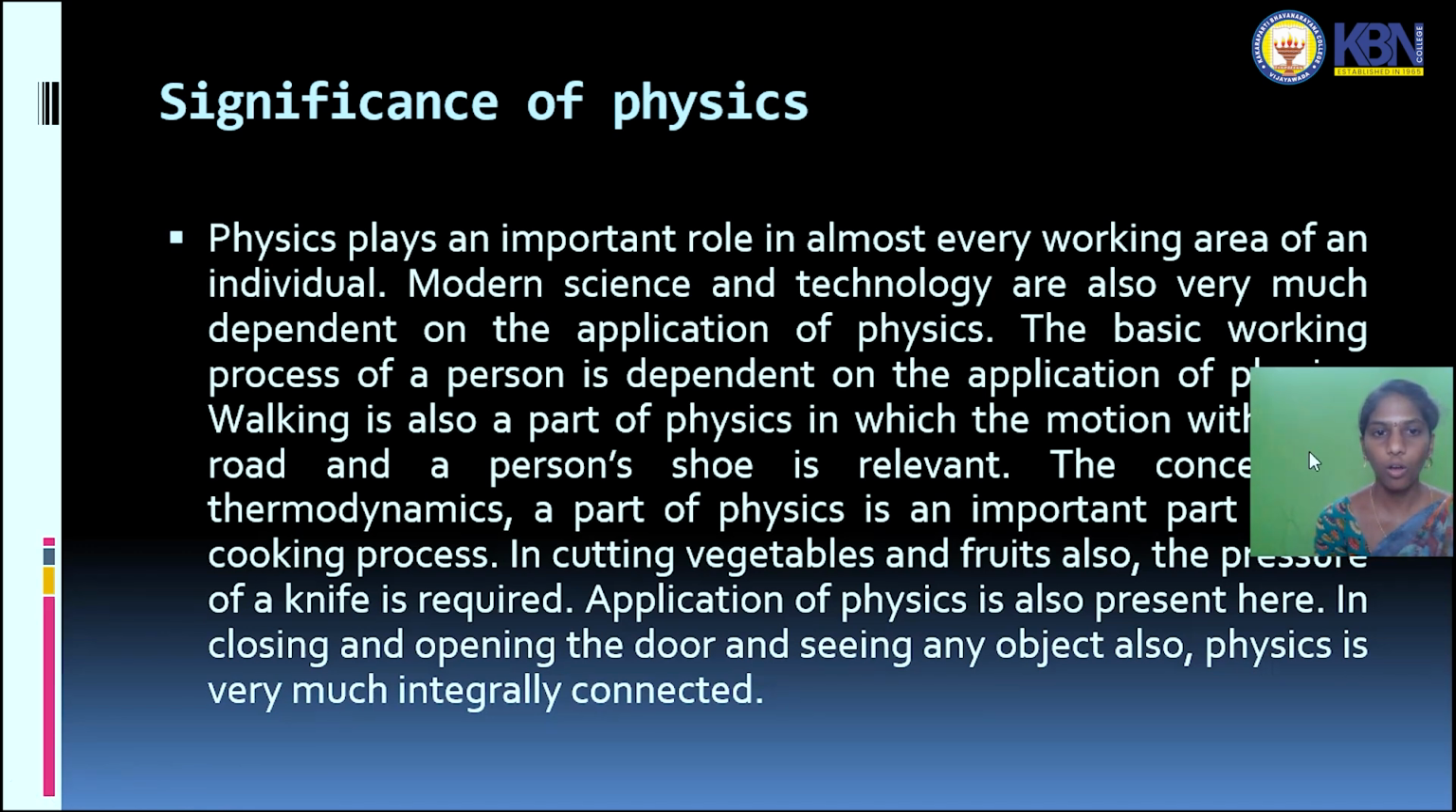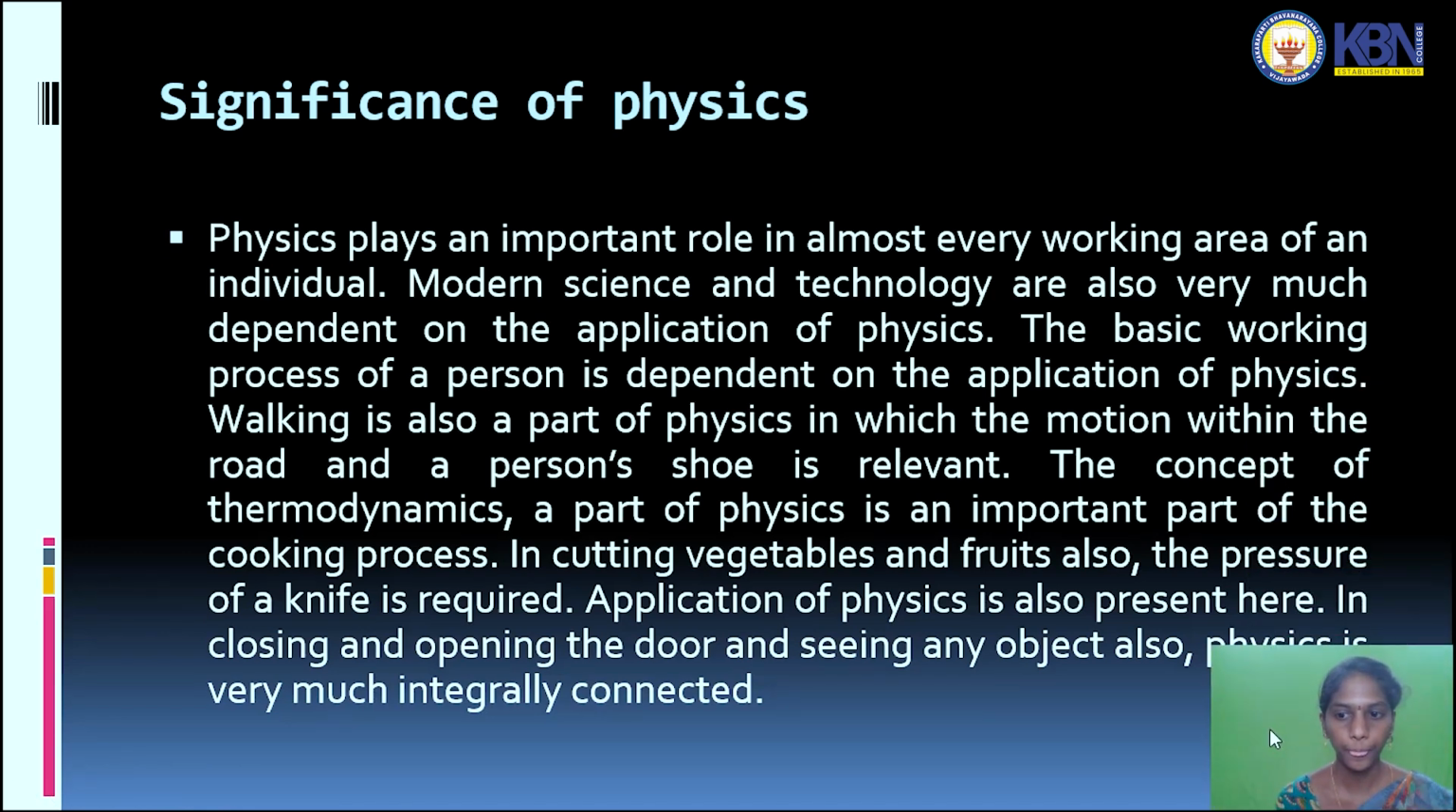The significance of physics. Physics plays an important role in almost every working area of an individual. Modern science and technology are also very much dependent on the application of physics. The basic working process of a person is dependent on the application of physics.